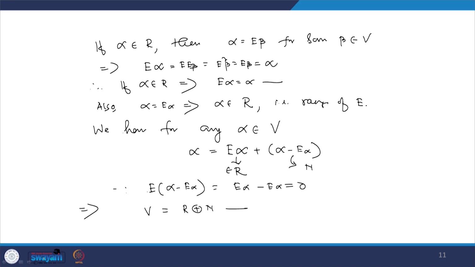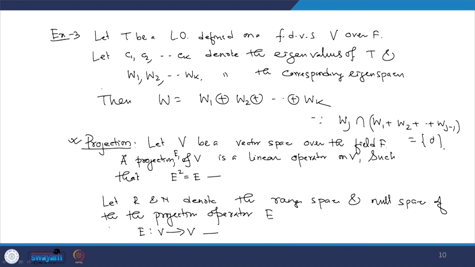So, we see that this space can be written as a direct sum of the range of E and the null space of E. Here I can also slightly modify one thing. The definition of my projection operator E is a linear operator on V such that E square equals E. Here R and N denote the range space and null space of the projection operator E.